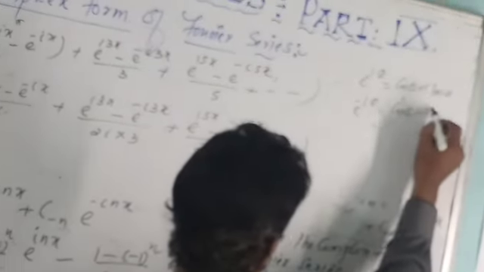We have studied e raised to i theta equals cos theta plus i sin theta, and e raised to minus i theta equals cos theta minus i sin theta. When subtracting these terms, we get e raised to i theta minus e raised to minus i theta equals 2i sin theta. That is, e raised to i theta minus e raised to minus i theta by 2i equals sin theta. So this is e raised to ix minus e raised to minus ix by 2i equals sin x. This is e raised to i3x minus e raised to minus i3x by 2i equals sin 3x. E raised to i5x minus e raised to minus i5x by 2i equals sin 5x.